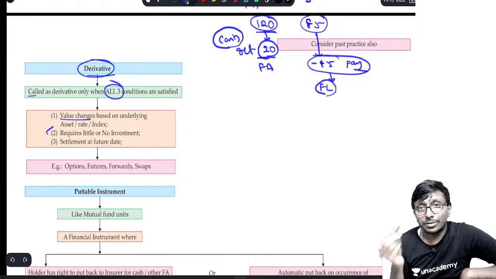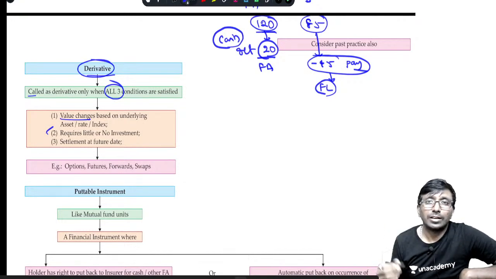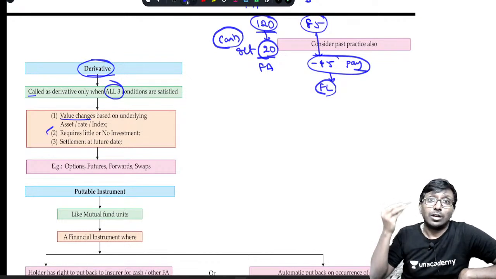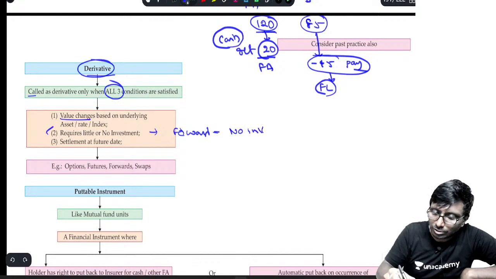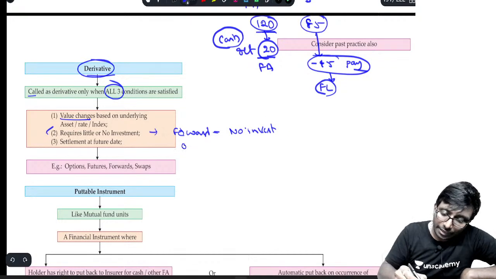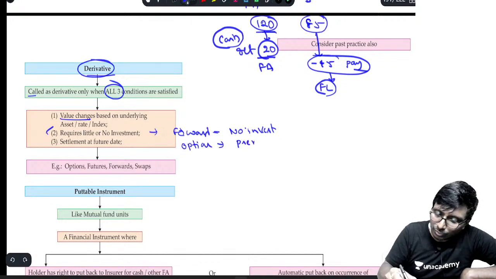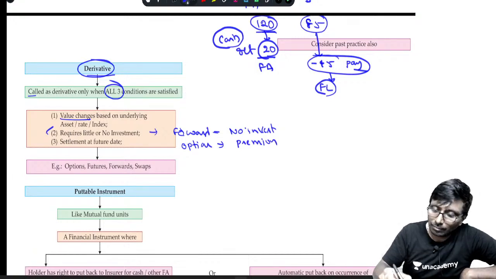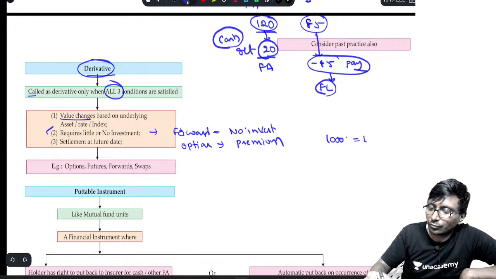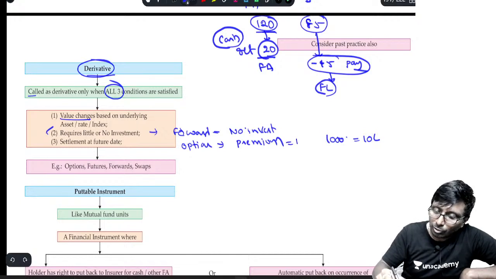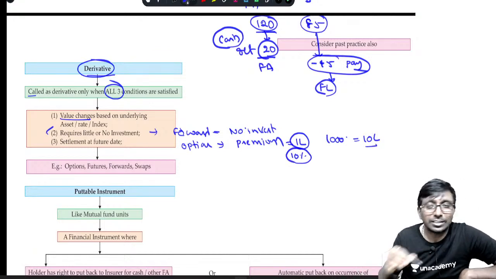Next, it may require a little investment, or no investment. If you remember, in case of a forward contract, there will not be any investment, correct? And in case of an option, do you need to pay some money? Yes, we have to pay money. That is called premium. But the premium is obviously lower than what you would pay if you buy shares. A lot of 1,000 shares, if you buy, will cost me 10 lakh. But the premium amount is how much? 1 lakh. That means it is hardly 10% of the total contract value. It is little only.